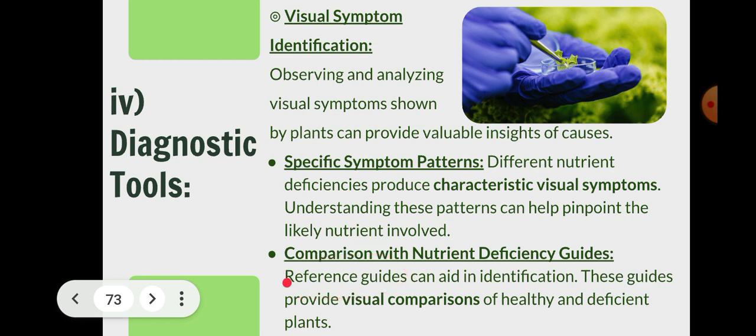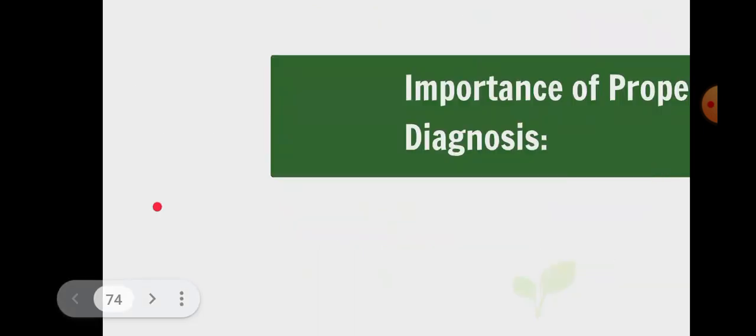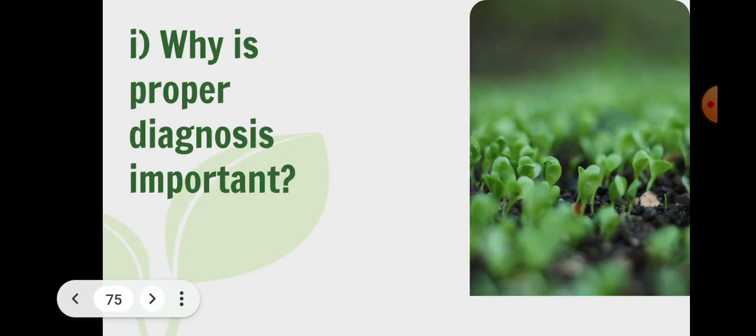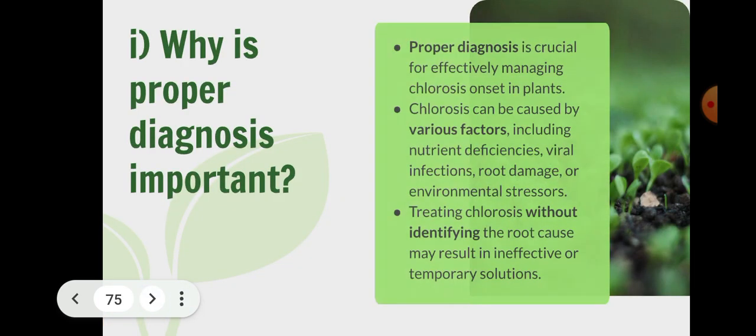Reference guides can also be used in identification, and these guides have visual comparisons of healthy and deficient plants in them, which can be used by farmers, gardeners, and botanists. Now I will be talking about the importance of a proper diagnosis. First of all, why is a proper diagnosis important?